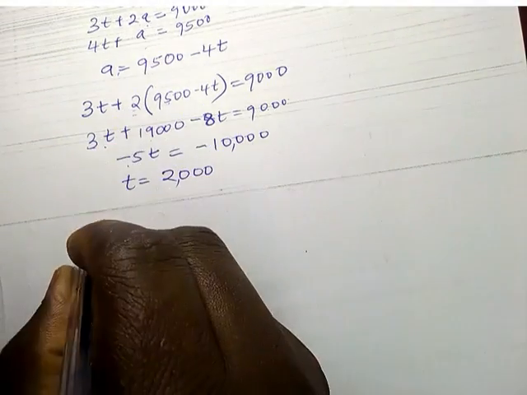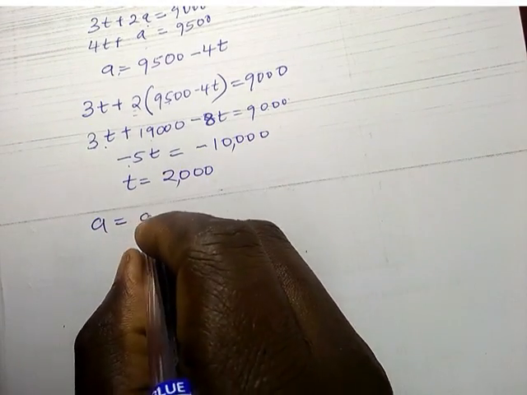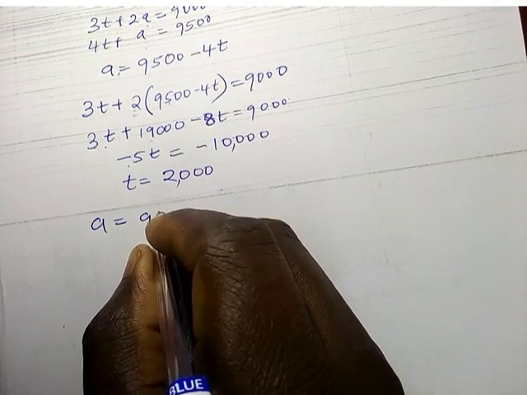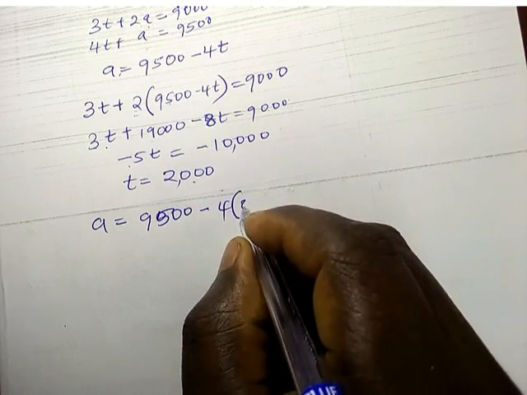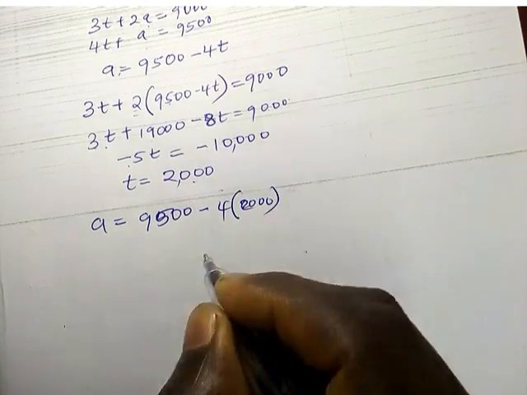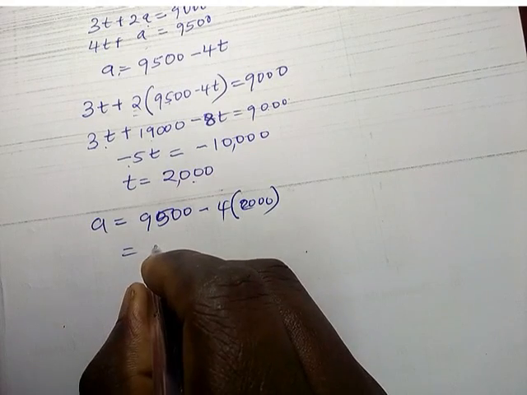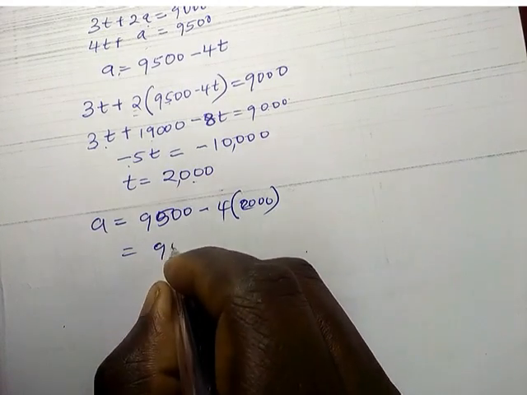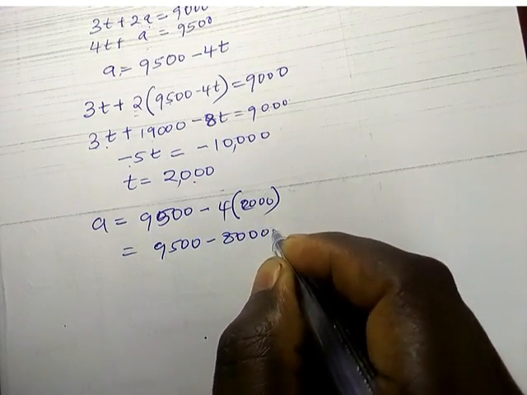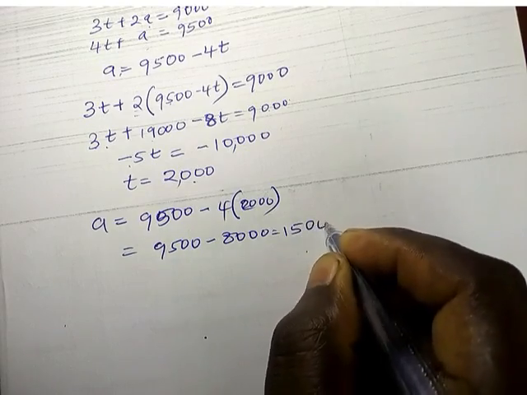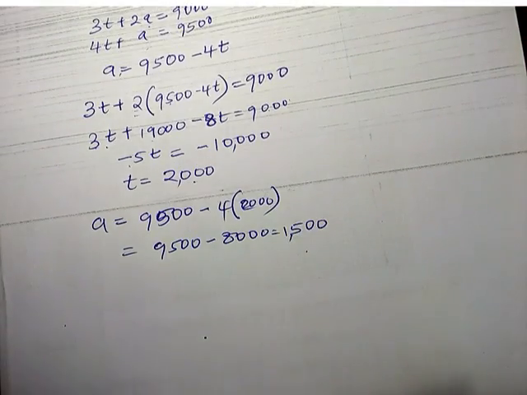So we can get A. A is equal to 9,500 minus 4t, but the t is 2,000. So A is equal to 9,500 minus 8,000. That one is 1,500.